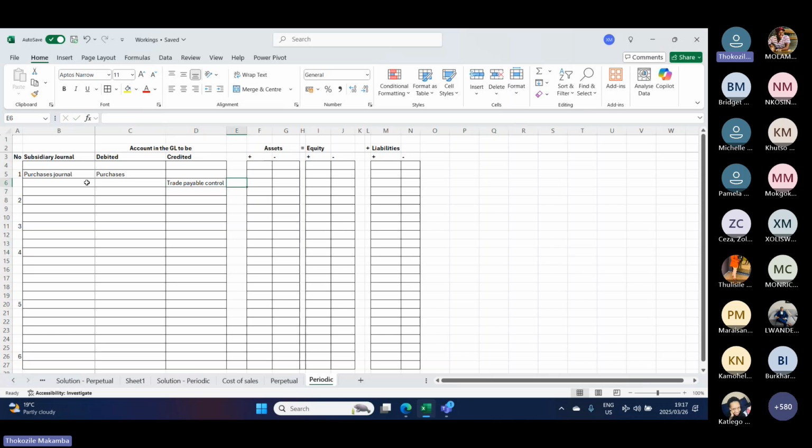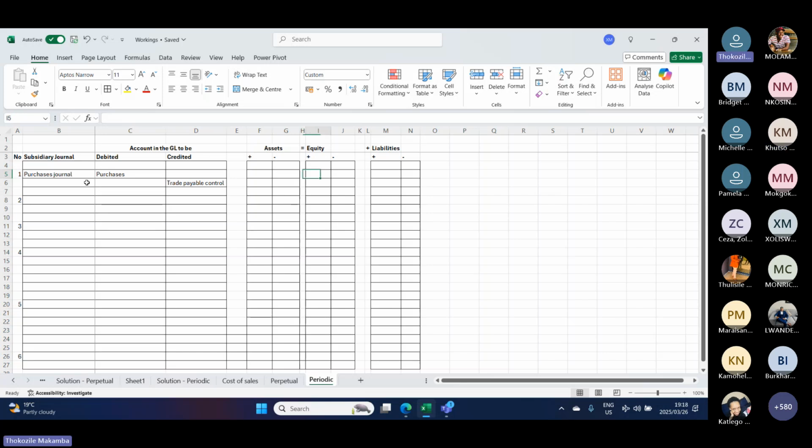Now remember we said purchases are expensed. So which one of these are we going to record the purchases in? Assets, equity, liabilities. Are they getting it? We have two answers: increase in assets, and liabilities and equity.